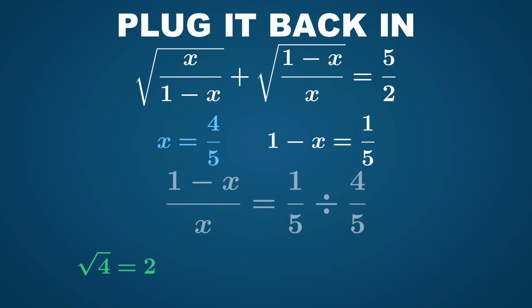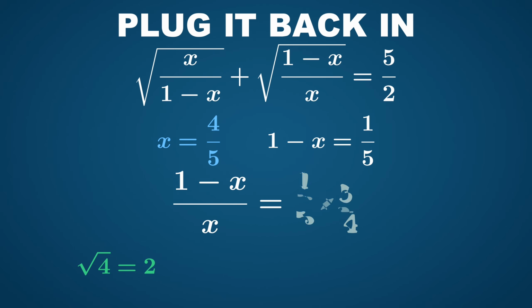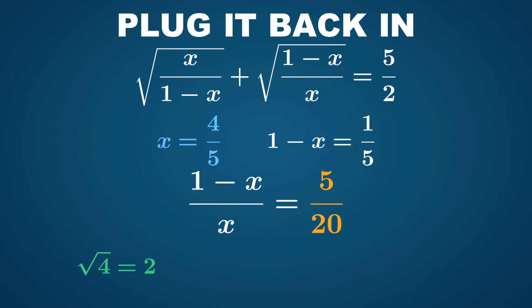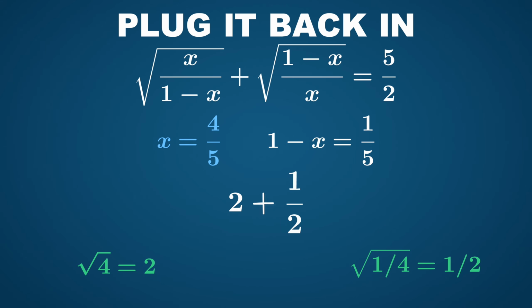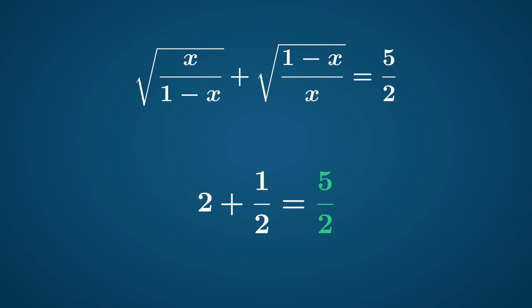The second fraction is 1/5 divided by 4/5. Dividing by 4/5 means multiplying by 5 over 4. 1/5 times 5 over 4 is 5 over 20. 5 over 20 reduces to 1 over 4. The square root of 1/4 is 1/2. That is because 1/2 times 1/2 is 1/4. So for this value, the two terms are 2 and 1/2. 2 plus 1/2 is 2.5, which is 5 over 2. So x equals 4/5 satisfies the original equation.